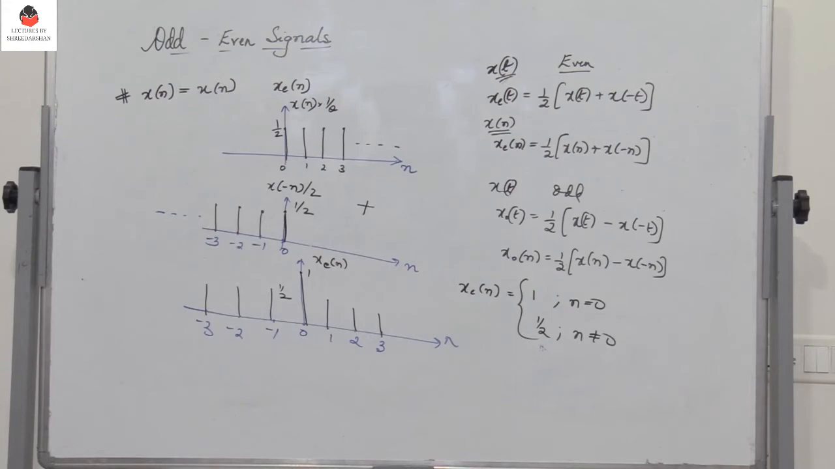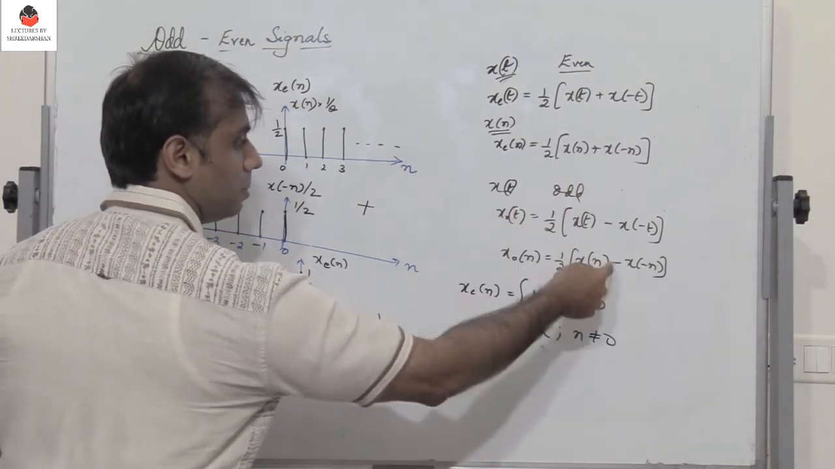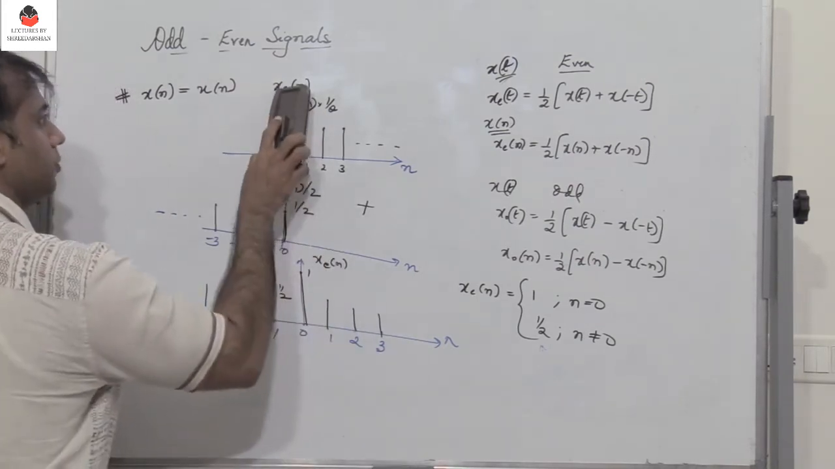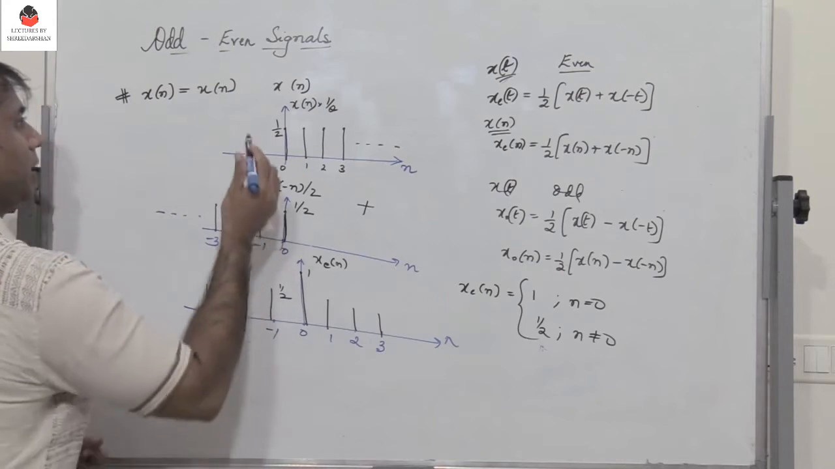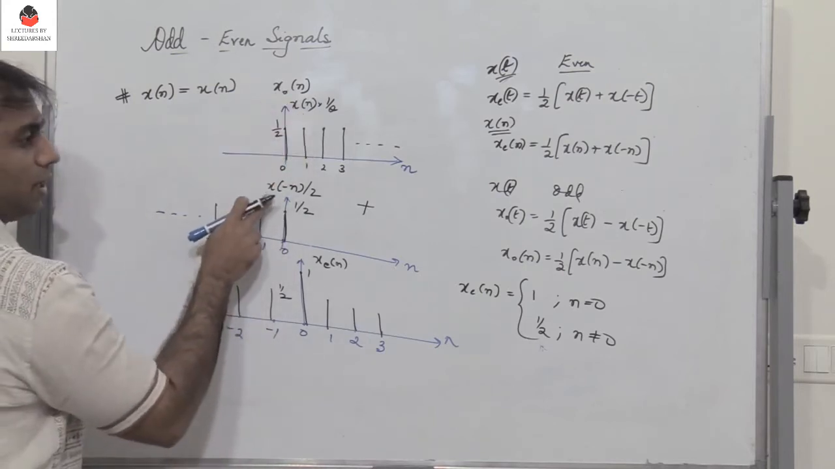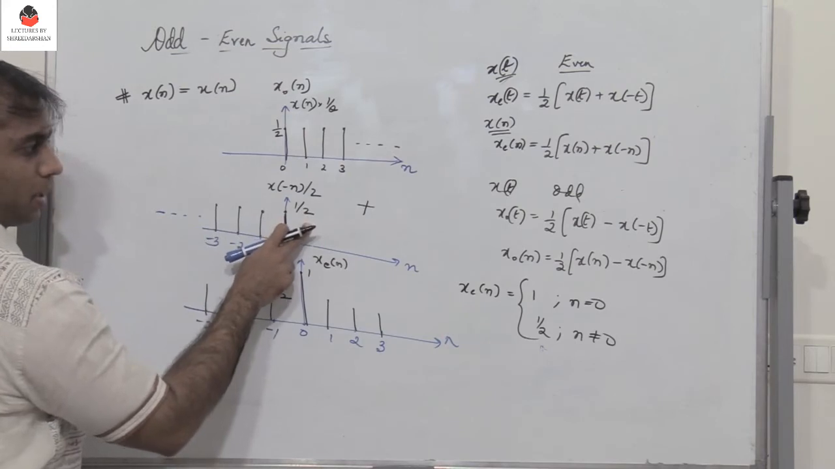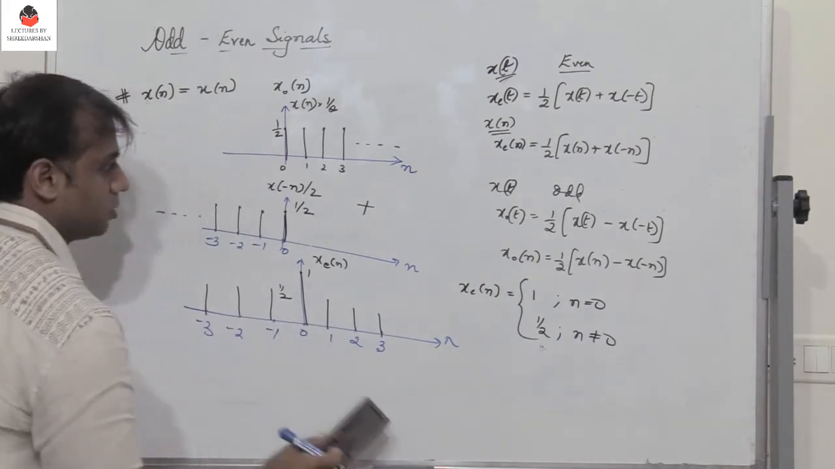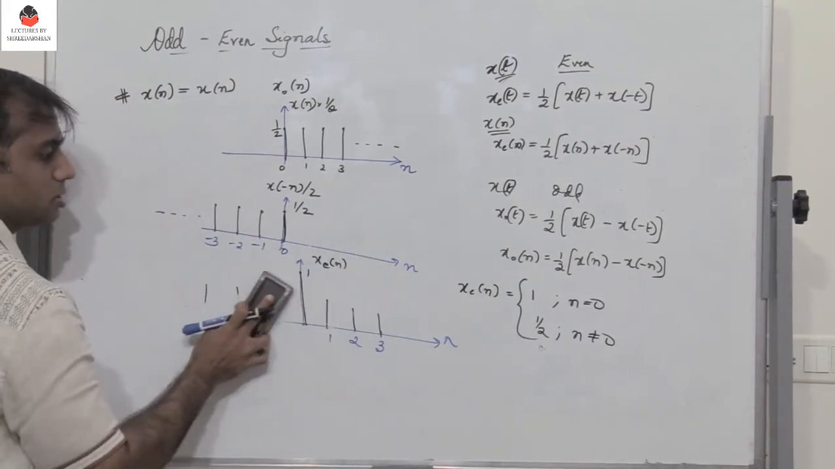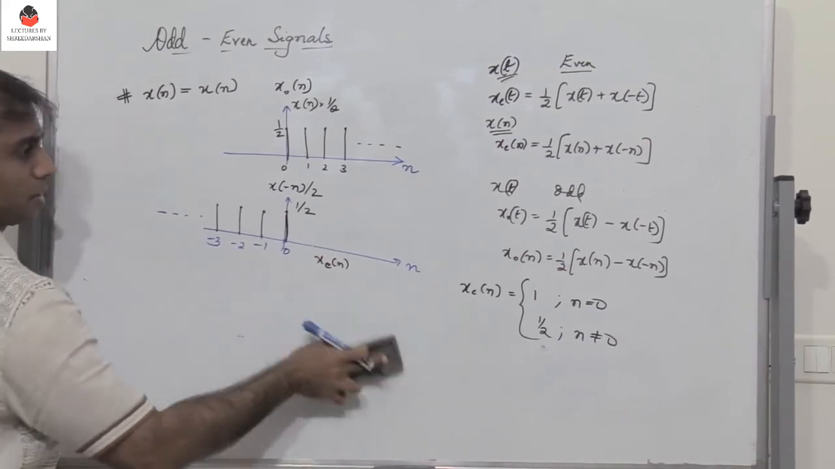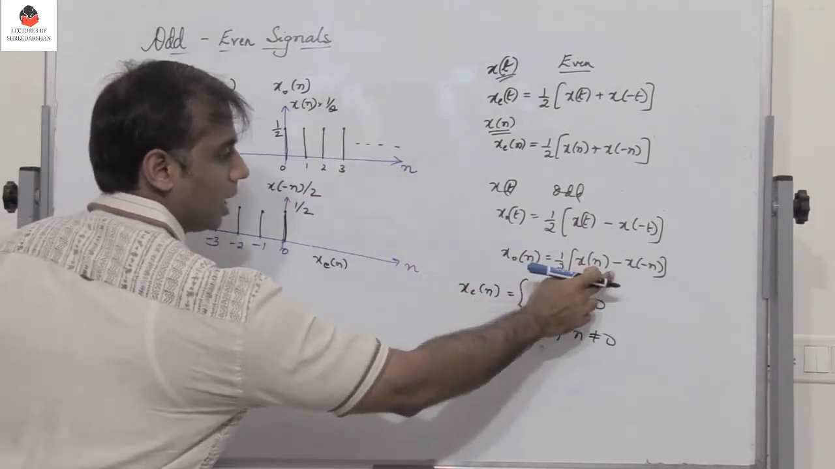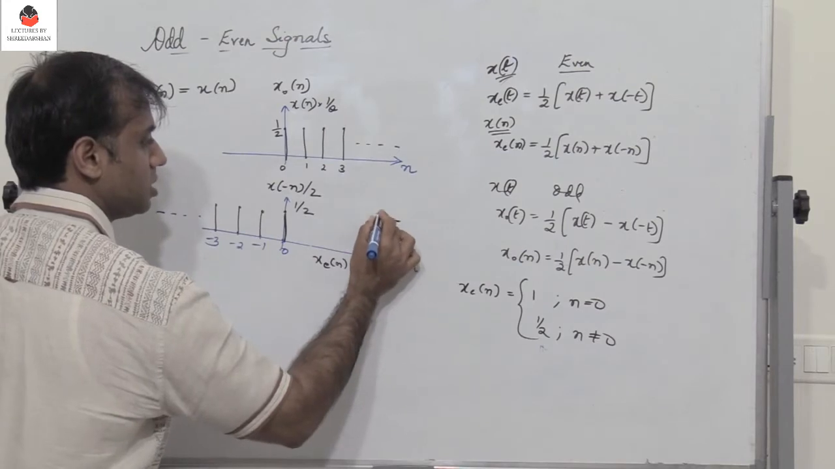Now how do I obtain x o of n? To find x o of n, I need x of n minus x of minus n. So we need half of x of n here, and now I have x of minus n by 2 here, but we need minus of x of minus n by 2. So first let me subtract these two. To get x o of n, I have half of x of n, which is this signal, minus half of this. So these two signals have to be subtracted.